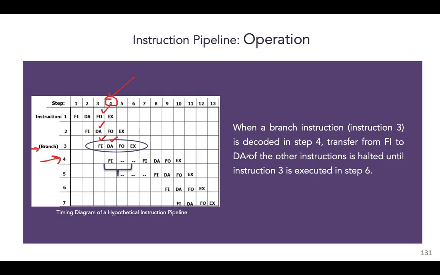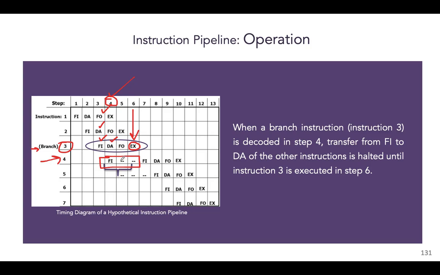So the transfer from FI to DA of the next instructions after 3 has to be halted, because now we are not sure if we are going to execute instruction 4 or whether this branch instruction is going to take us to a new place, right? So unless this branch instruction is completely executed, which you can see happens in step 6, we have to halt the working of the rest of the pipeline. So instruction 4 was fetched, but nothing further will happen to this instruction until instruction 3 is executed, which happens in step 6.